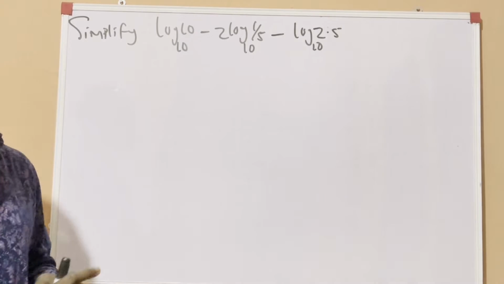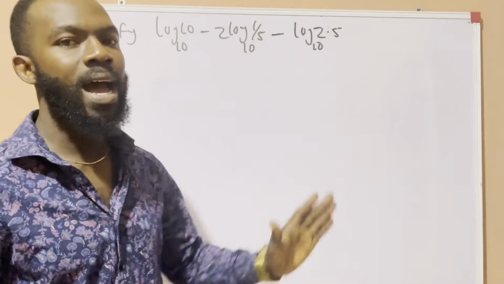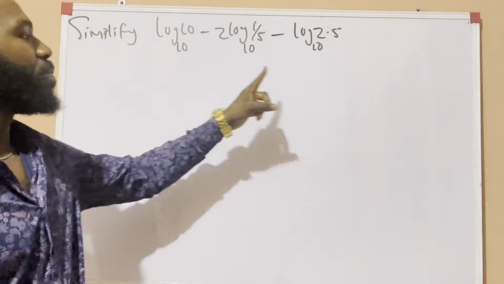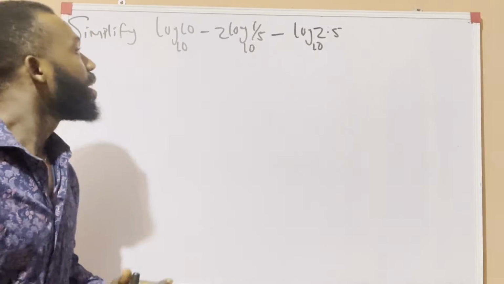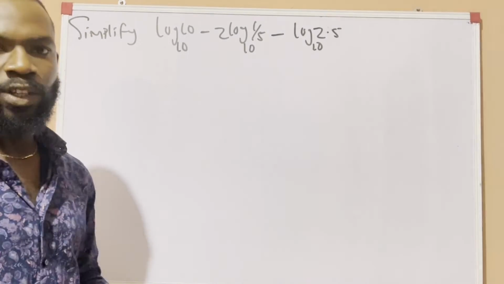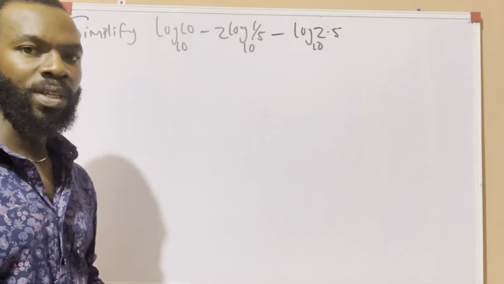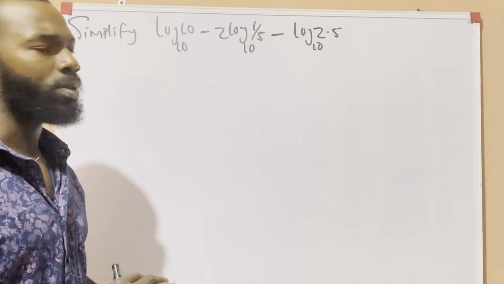Now, the first thing you get to understand here in this question is that the whole of the log has a common base, and this is base 10. Because the bases are common, it means the laws of logarithm will work, which says minus becomes division sign, and also minus becomes a division sign. But I can't just apply that now because this is what we're going to do.